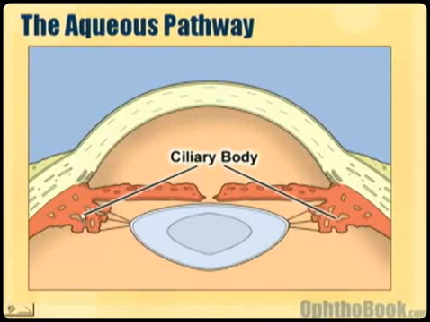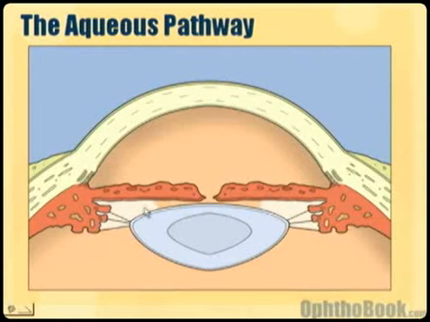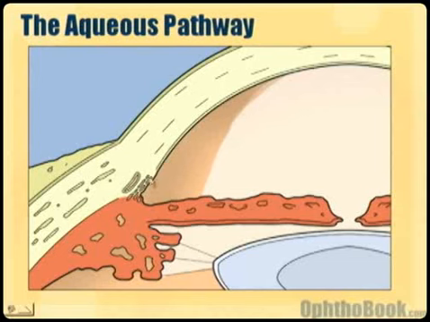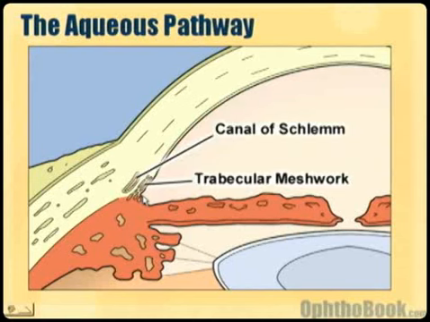The aqueous is produced here in the ciliary body, back behind the iris. It then floats forward over the lens, back here in the posterior chamber, comes up through the pupil, spreads out throughout the anterior chamber, and then goes into the angle. When we talk about the angle, what we mean is the angle formed by the cornea and the iris. This is the iridocorneal angle, which has some important structures, including the trabecular meshwork, which is like a filter, and the canal of Schlemm, where the aqueous drains back into the circulation.